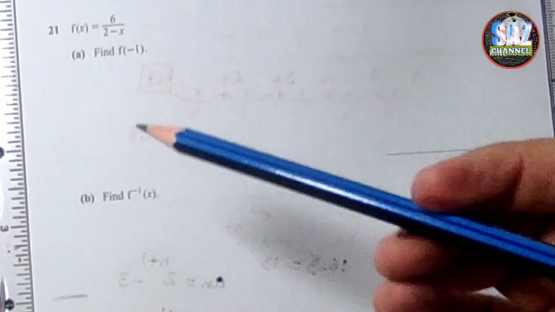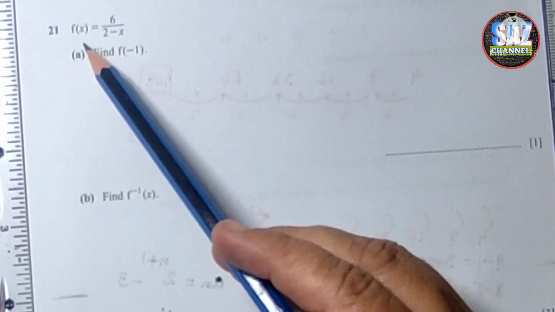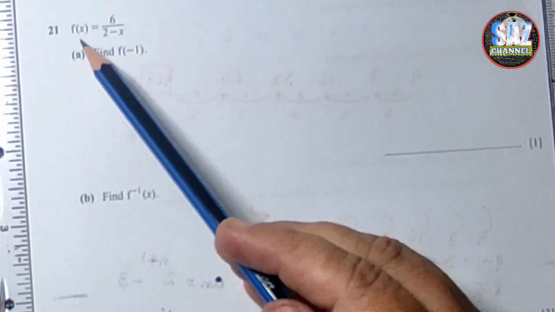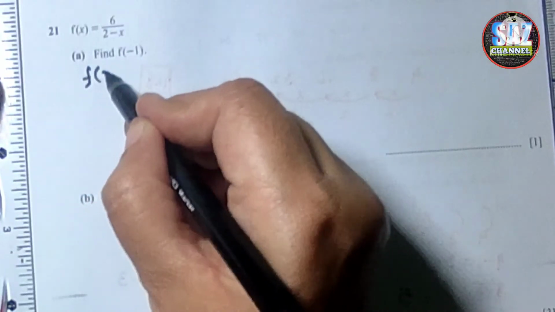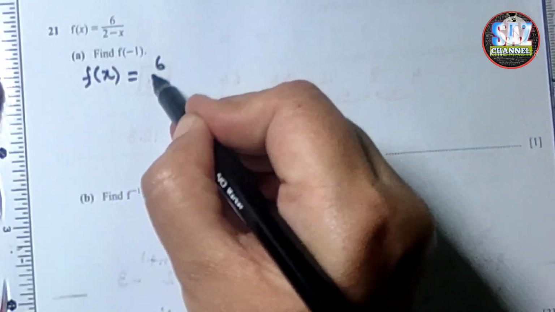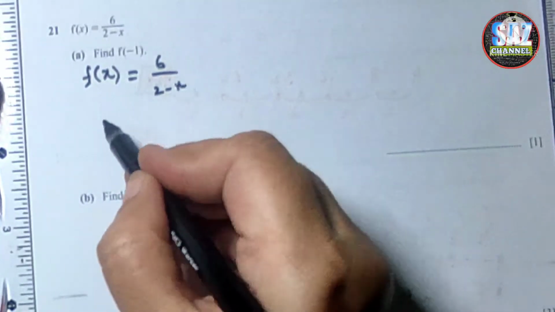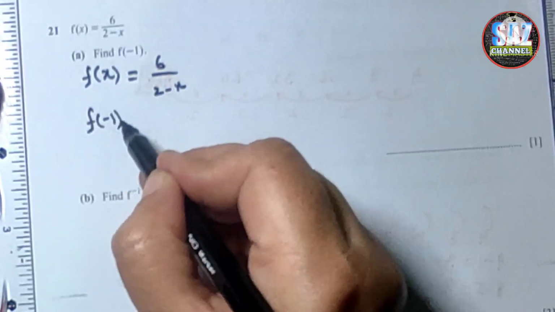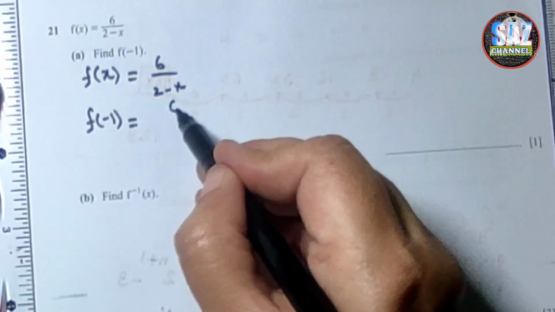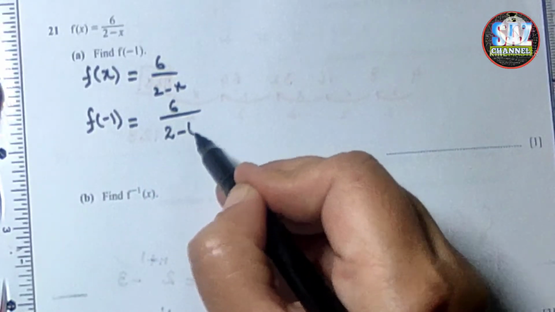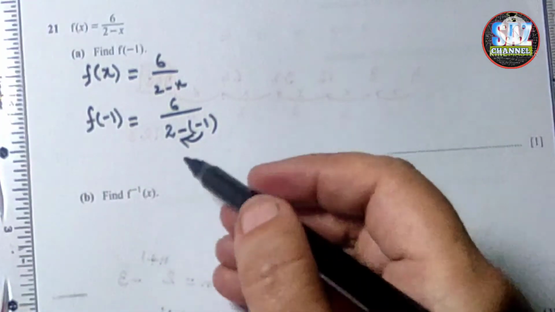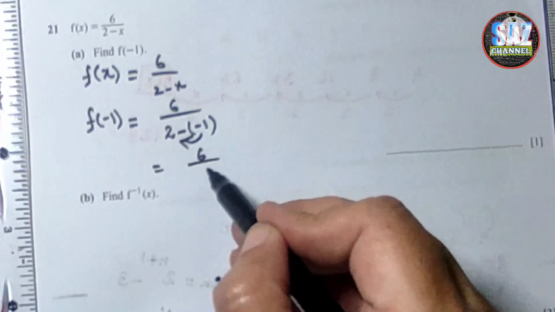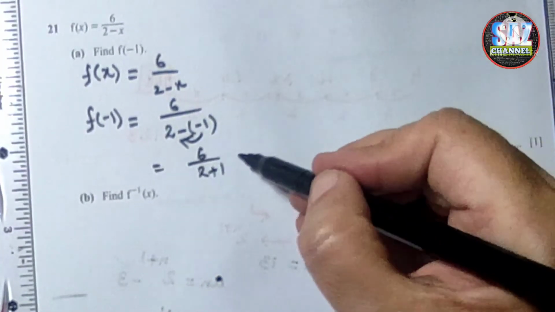Let's read question number 21 first. Question 21 is about the functions, a mixture question: f of x equals 6 over 2 minus x, and we have to find f of minus 1. The given machine is 2 minus x, and the input is f of minus 1. We have to evaluate, which means that instead of the variable we have to replace minus 1. Minus times minus is positive, and it will become 6 over 2 plus 1.